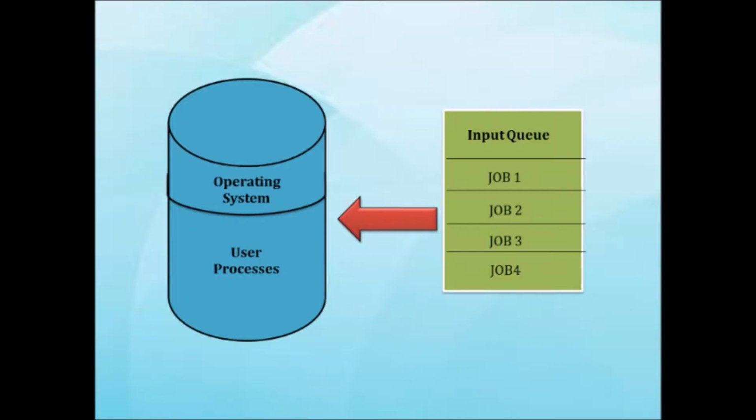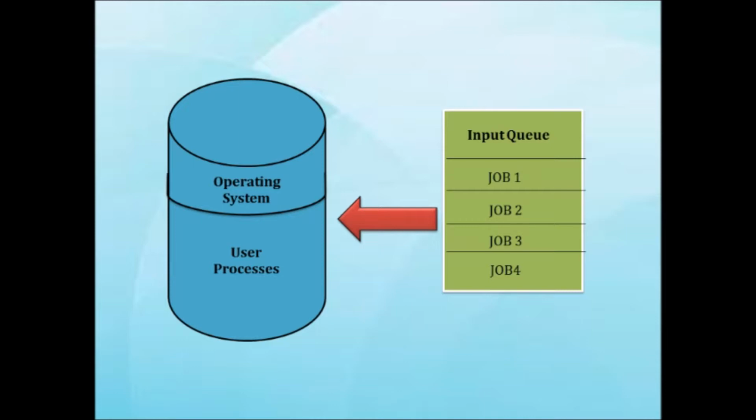I'm gonna explain about contiguous memory allocation, which is part of memory management. The main memory must accommodate both the operating system and the various user processes. We therefore need to allocate main memory in the most efficient way possible. The memory is usually divided into two partitions, one for the resident operating system and one for the user processes.